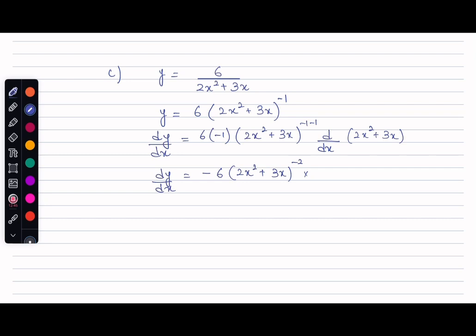So that means it should be 2 times 2 giving me 4x, the power reduced by 1, 2 minus 1 gives me an x, and then in this case for the differential of 3x I will only be left with a 3 here. So the final answer to this question is going to be negative 6 times (4x plus 3) divided by, bringing it to the positive index form, (2x squared plus 3x) whole to the power squared. So this is going to be the answer to this question here.